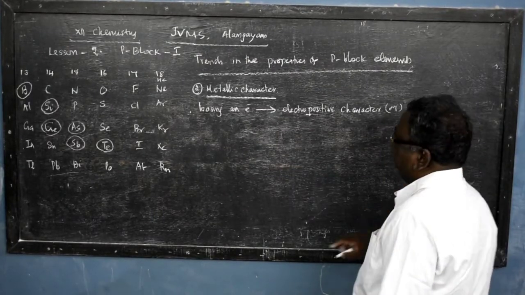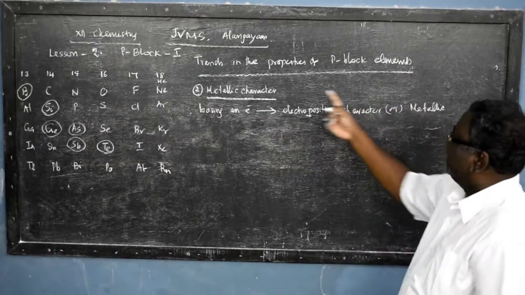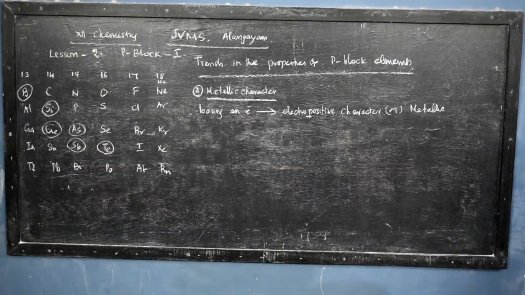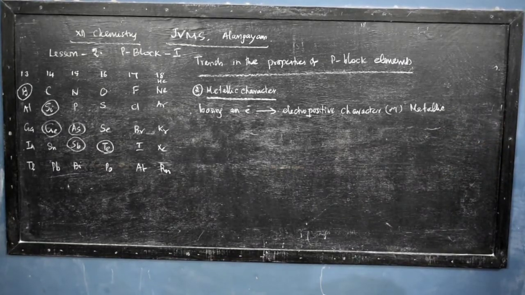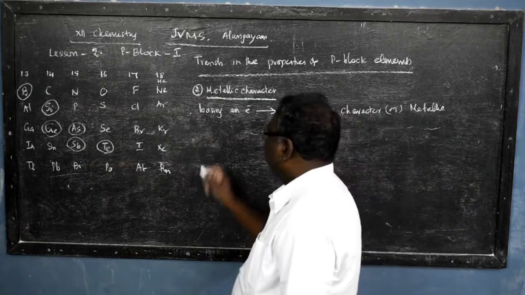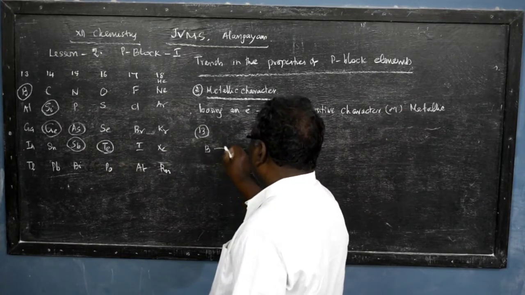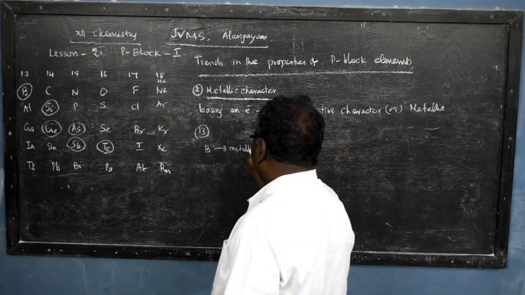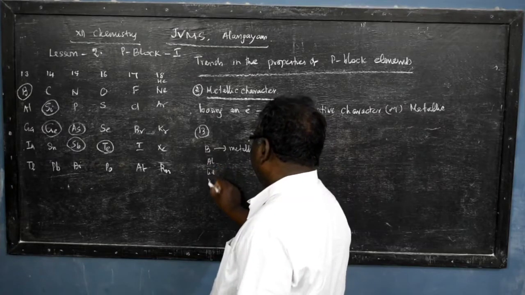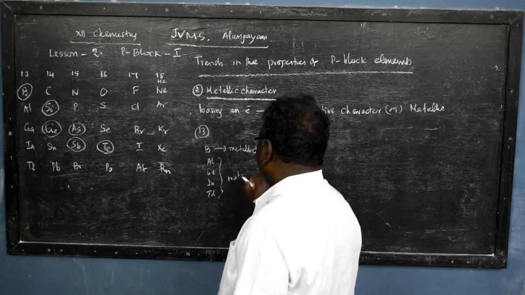So an element, an atom will lose an electron to form a cation, and that property is called the electropositive character or metallic character. This is the character that we are going to see. As far as the 13th group is concerned, boron is mostly a metalloid, whereas aluminum, gallium, indium, thallium are all metals.